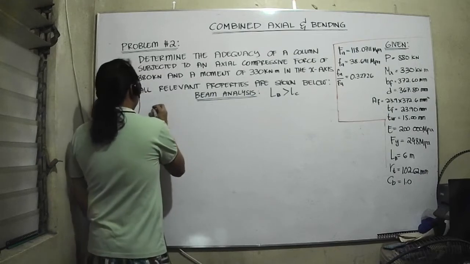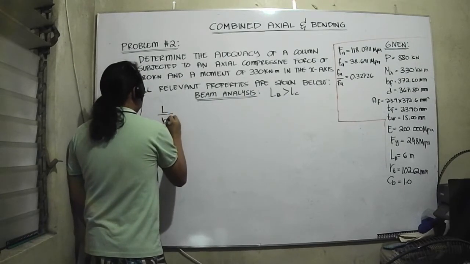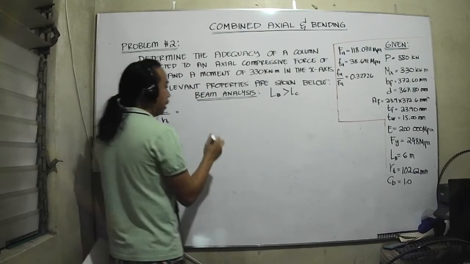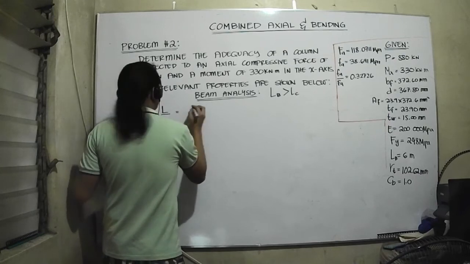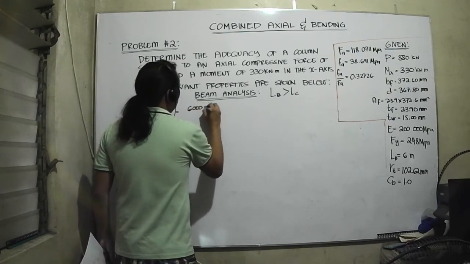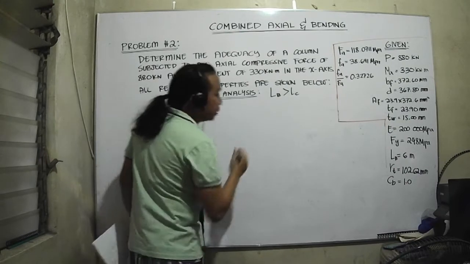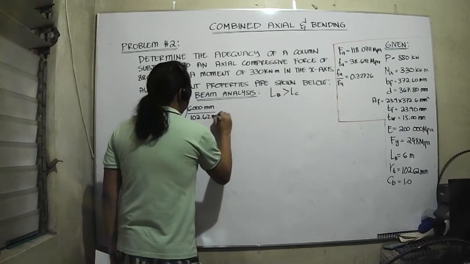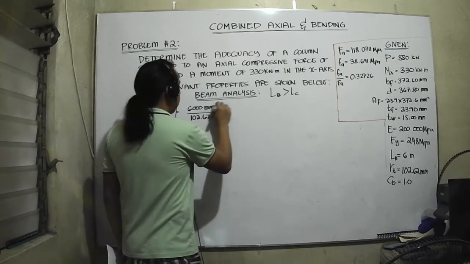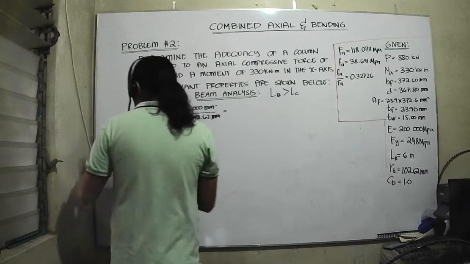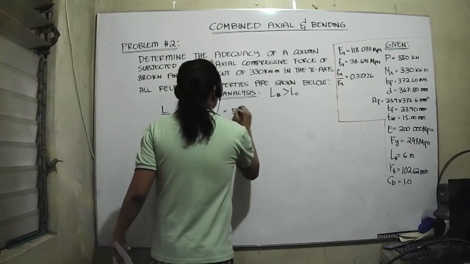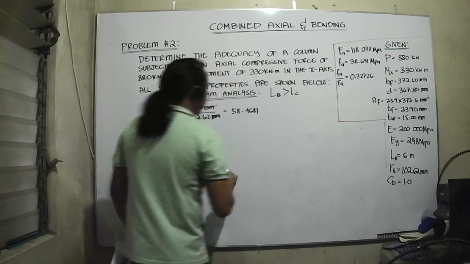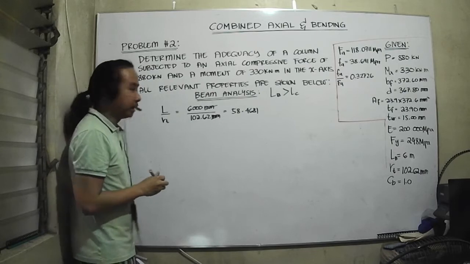Now we have L over rt, and that should be equal to, Lb is equal to 6,000 millimeters divided by rt, which is equal to 102.62 millimeters. This cancels out, and that will be 58.4681.